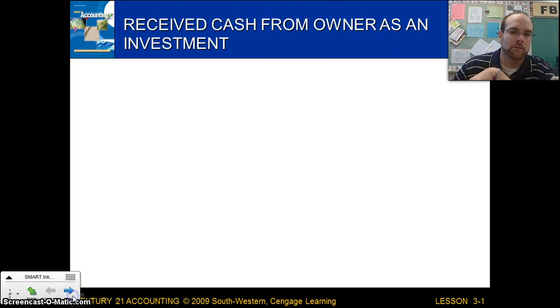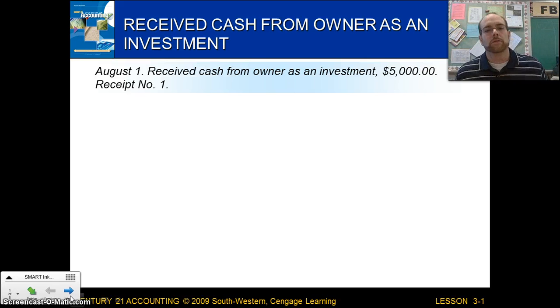Now let's take a look at recording entries into the journal. If we receive cash from the owner as an investment. On August 1st, we received cash from the owner as an investment of $5,000. So we got that from receipt number 1. This is where your source document now comes into play.